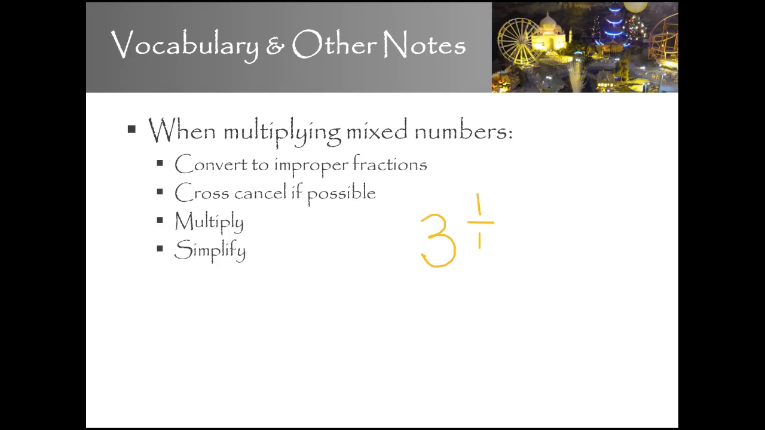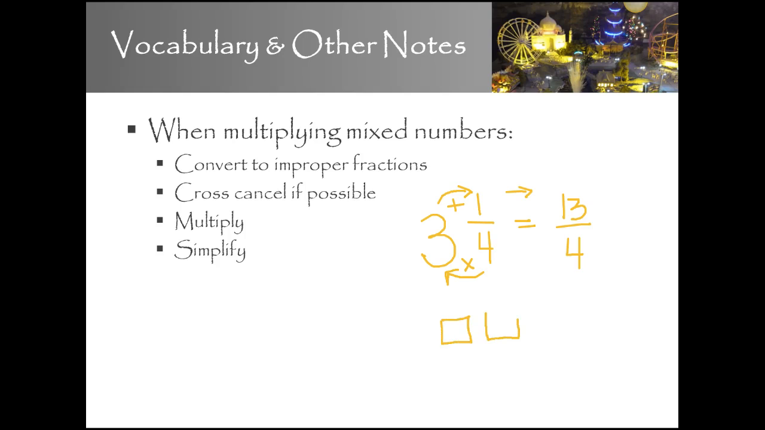The first thing that we'll do is multiply the denominator times the whole number. Then we'll add the numerator. This will give us 13/4. What we're really doing is starting with 3 whole units and 1 extra fourth of a unit.